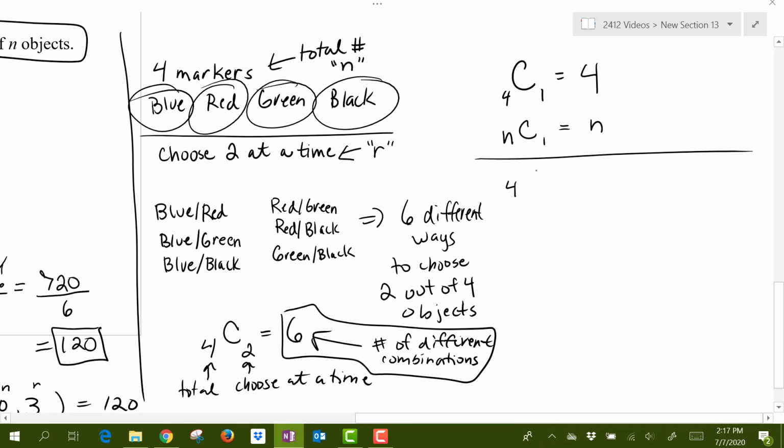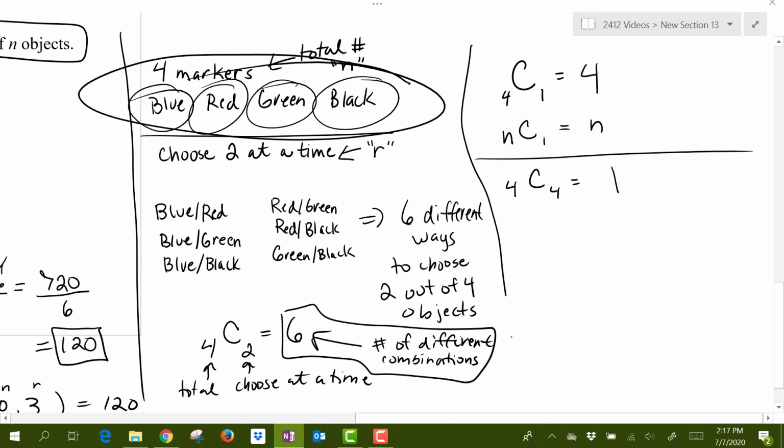What if I do 4 choose 4? So you have 4 different markers and you just want to choose all 4 markers. Well, there's only one way to do that. You just get your hand and grab all 4 markers and then you got them. Doesn't matter the order, we're just going to grab all 4 at one time. Well, there's only one way that can be done. Okay, so it turns out that if you do N choose N, the answer will always be 1. Okay, that's something we're going to encounter. We're going to see that.